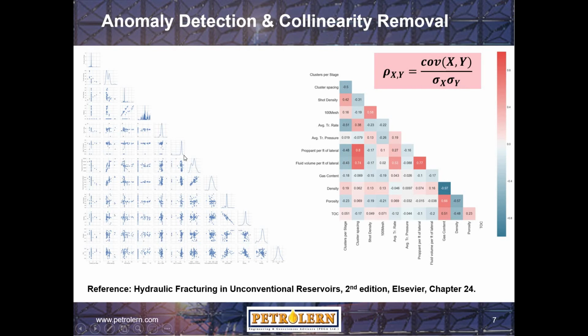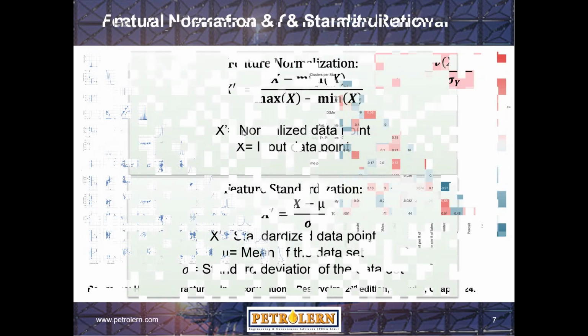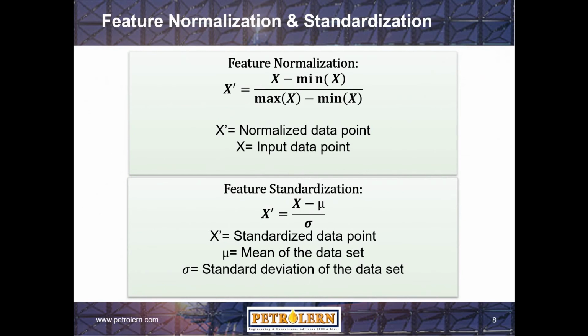So the left hand side is used for anomaly detection, and the right hand side is used for collinearity detection and removal. So now let's also talk about feature normalization and standardization, how you calculate them. As I said, depending on the type of algorithm that you're going to use, for some algorithms you are recommended to use standardization, and for some algorithms, such as ANN, you are recommended to use normalization.